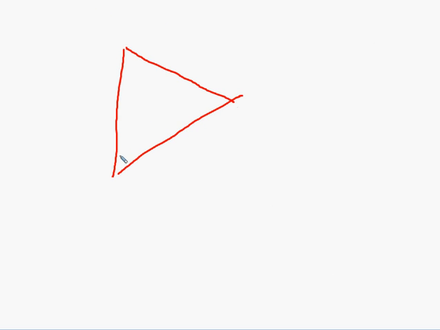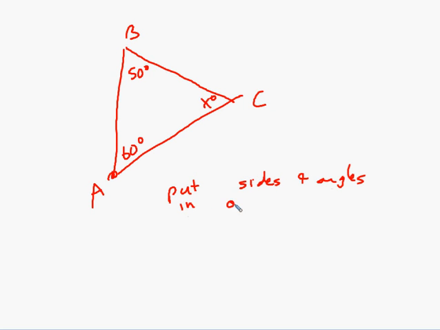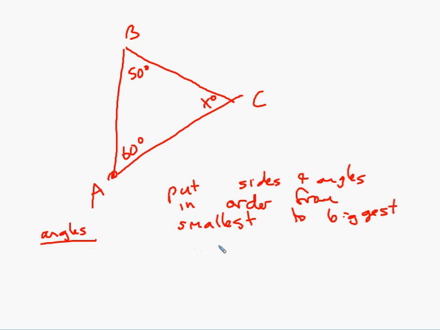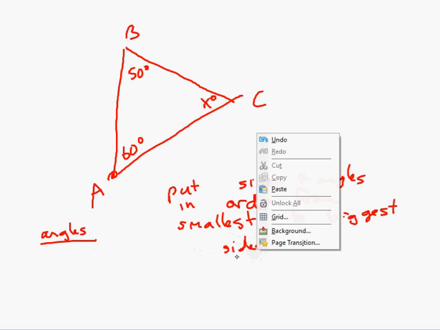Alright, so here's the reality of what you'll be given. Here's a triangle, and maybe I give you 60 degrees here, 50 degrees here, X degrees right here, and I'll call this triangle ABC, and I'll say put the sides and angles in order from smallest to biggest. Alright, so I'll have my angles over here on the left, and I'll have my sides over here on the right.